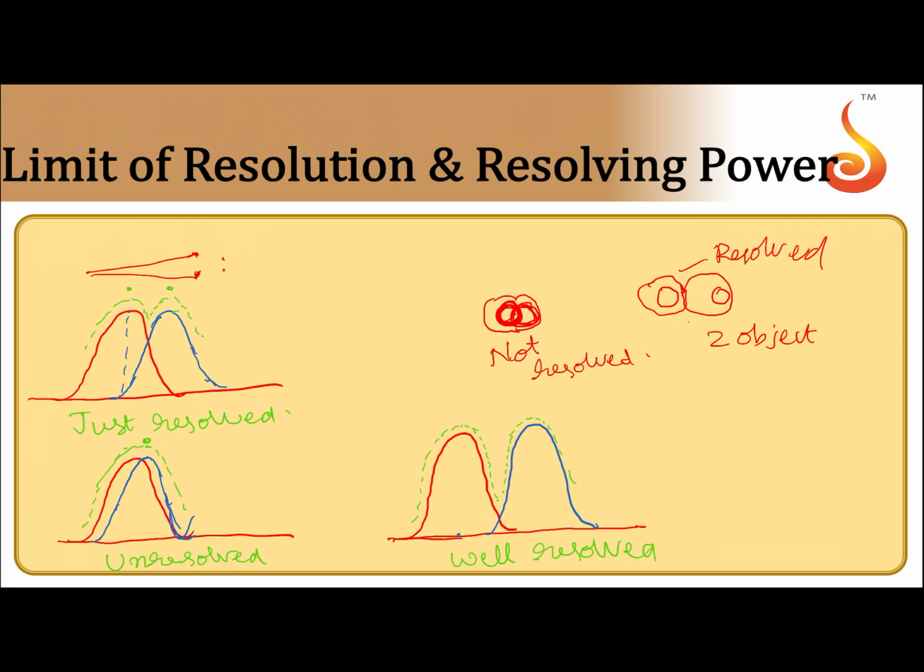See, what are these graphs? They are the intensity distribution in the diffraction pattern produced by each object. Remember, whenever you form an image of an object, it will not be a sharp image. If it is a point object, it will give rise to a diffraction pattern.